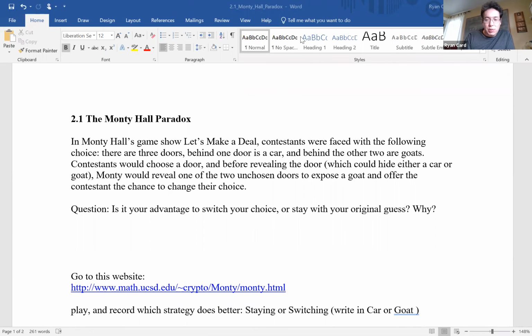And this paradox is about that decision. I think in the actual show, you weren't given a choice to switch the door later, but suppose they did. How would that go? For this paradox, I think we can go to a website and do this interactively. So let's jump to that website.